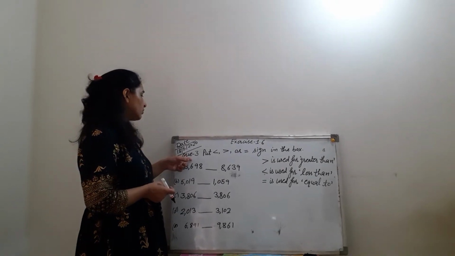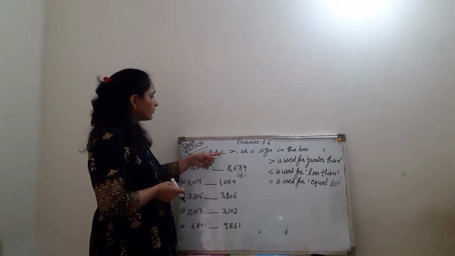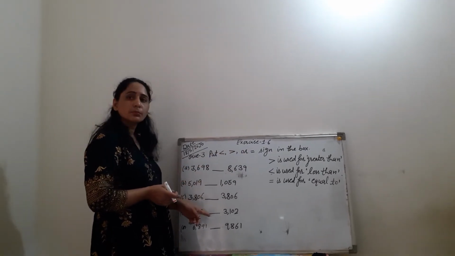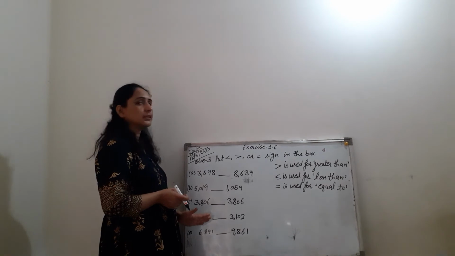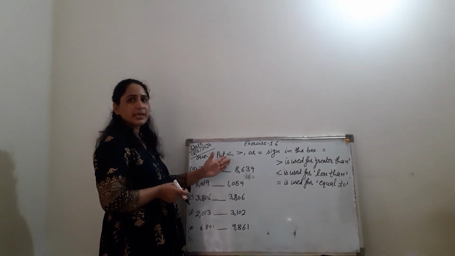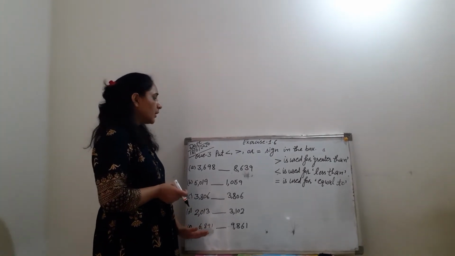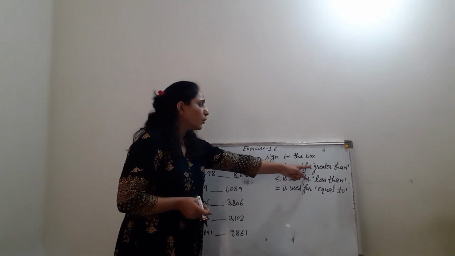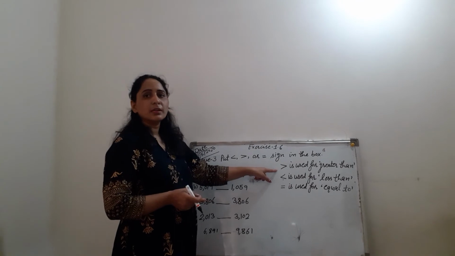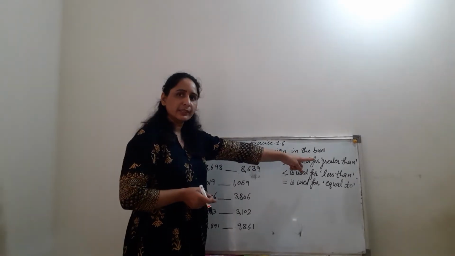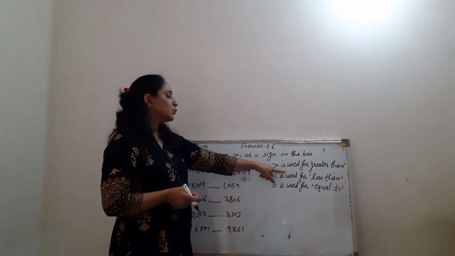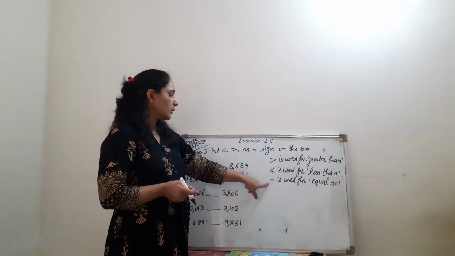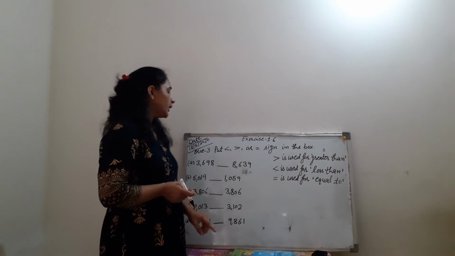Now question number 3 is: put the symbol of greater, less or equal in the given boxes. Clear? It means we compare the numbers and we put the sign in the boxes. So firstly I am telling you the symbols. This symbol we use for greater than. This symbol is used for less than. And this is the symbol of equal. This is used for equal to.